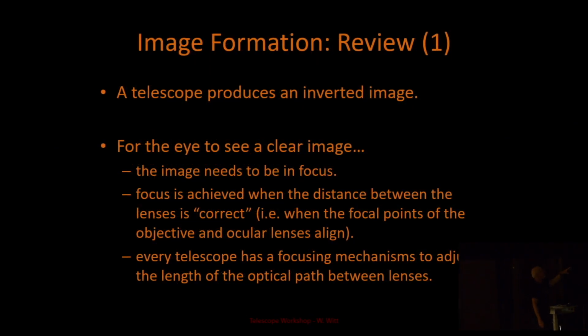Okay, so just to quickly review this, a telescope produces an inverted image, maybe flipped over. For the eye to see a clear image, the image needs to be in focus, and we do that by physically changing the distance between the lenses. So every telescope has some focusing mechanism for this.